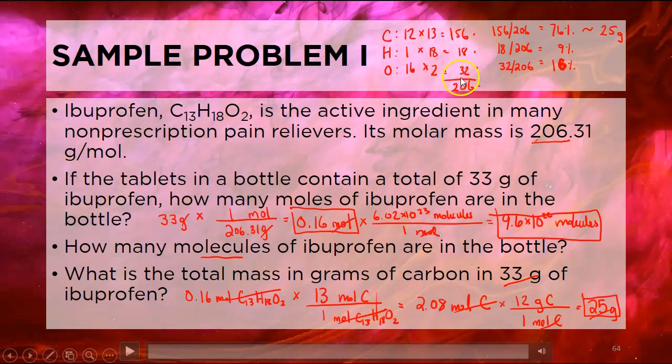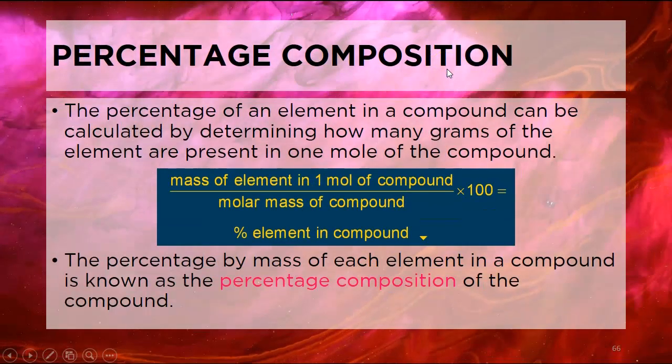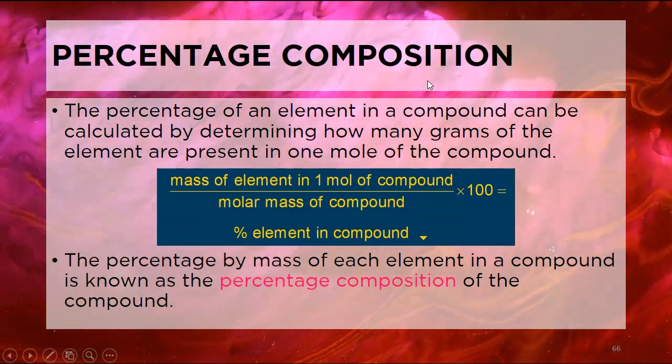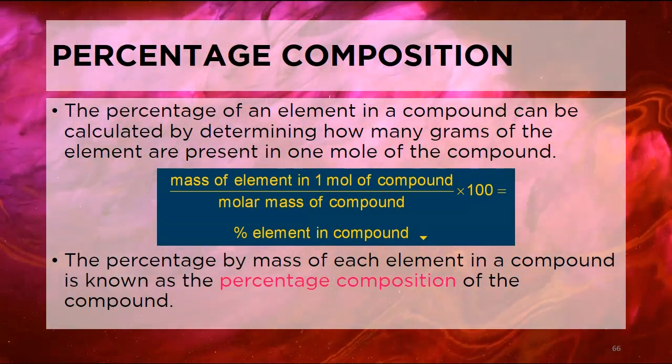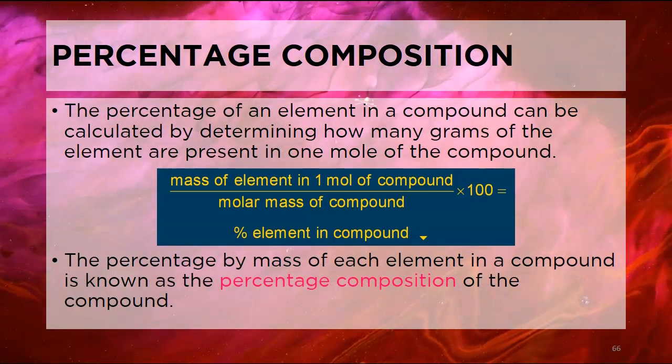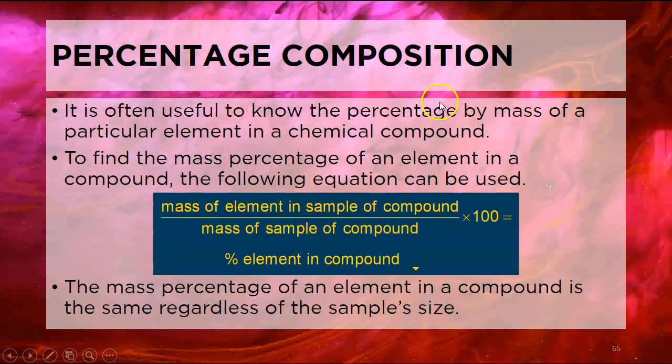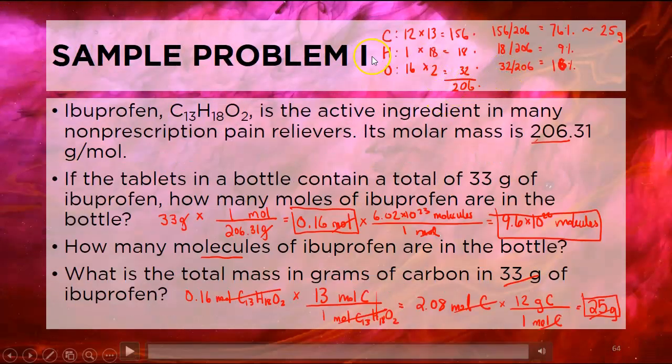So I kind of call that the contribution. How much does each one contribute to the mass of the element? And that's just the percentage of the mass of the element in a mole of the compound versus the molar mass of the compound. And that was my percent composition. I said this compound is made of 76% carbon, 9% hydrogen, and 16% oxygen.